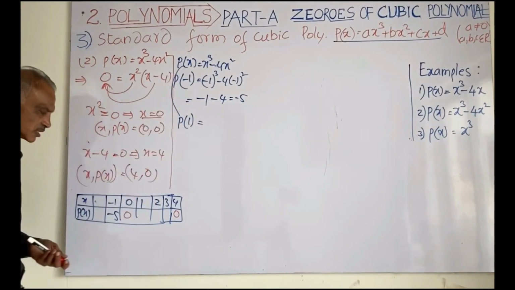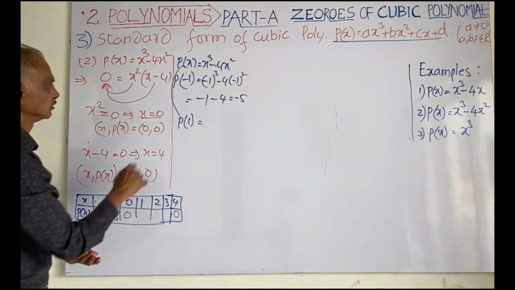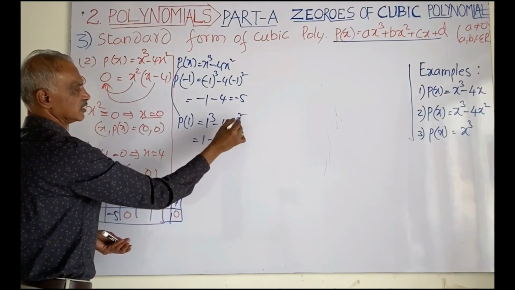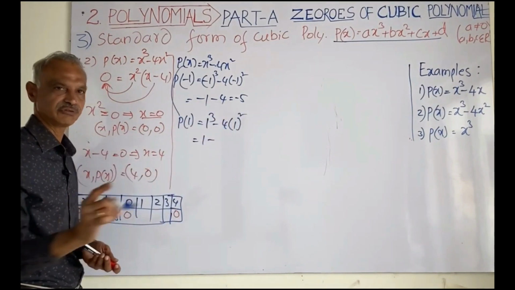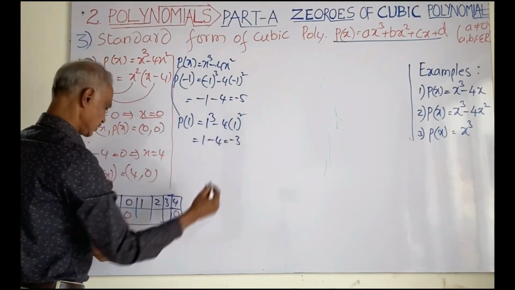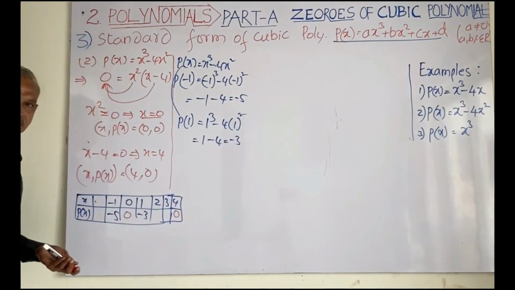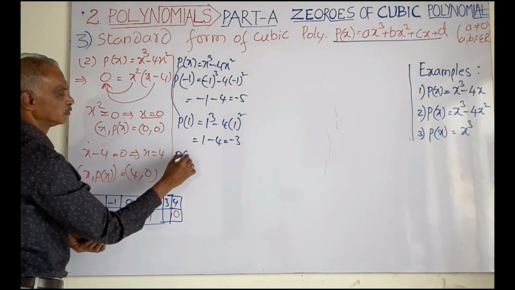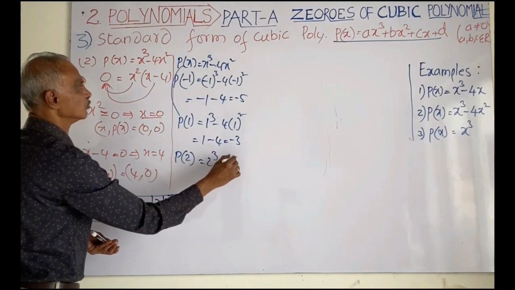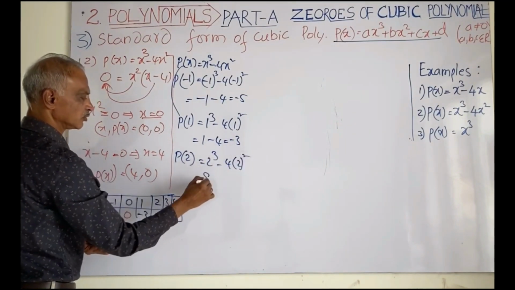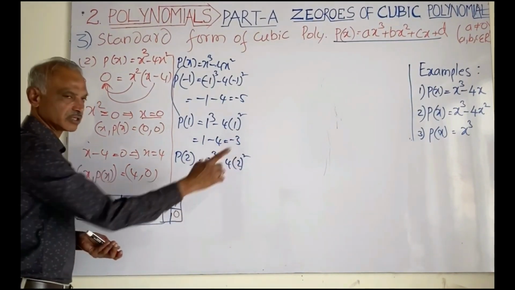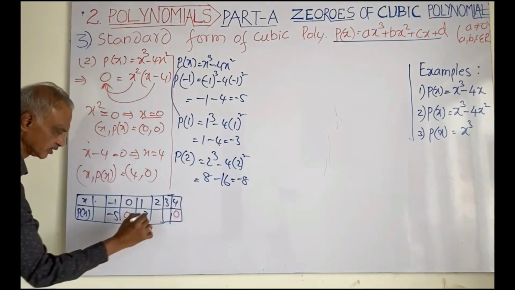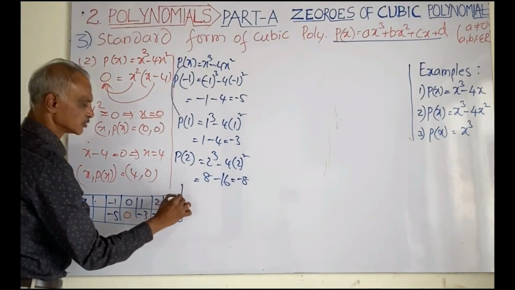You substitute 1 here, p of 1. In place of x, I am substituting 1. 1 cube minus 4 into 1 square. 1 square means 1. 1 into 4, 4. You are getting minus 3. If you take 1, you are getting minus 3 as the y coordinate. You take 2, p of 2. 2 cube minus 4 into 2 whole square. 2 cube means 8. 2 square means 4. 4 times 4 is 16. 8 minus 16, minus 8.